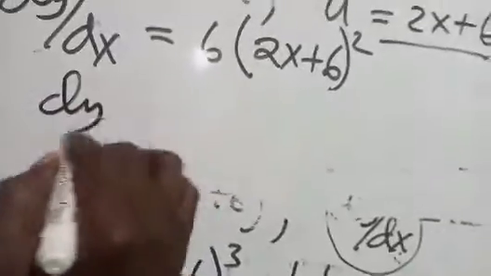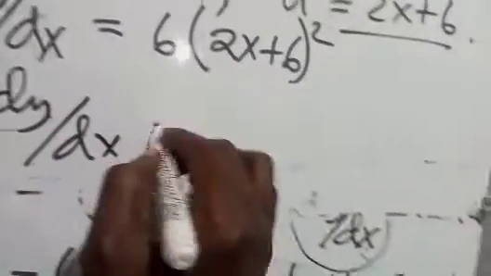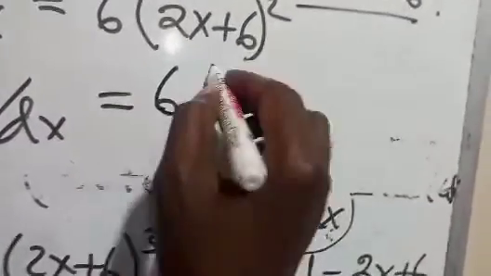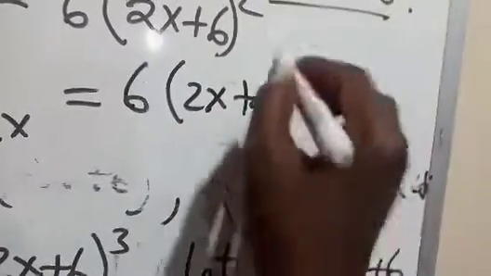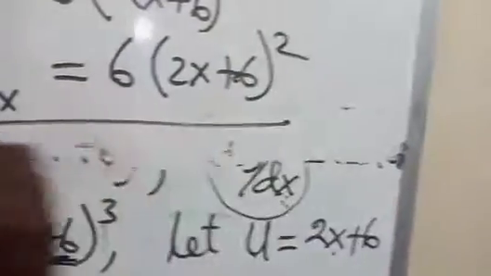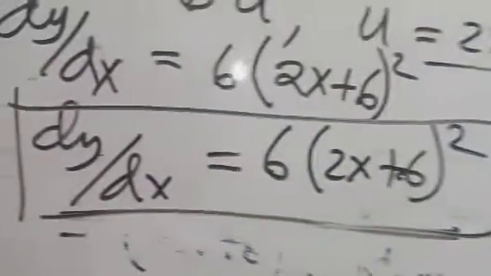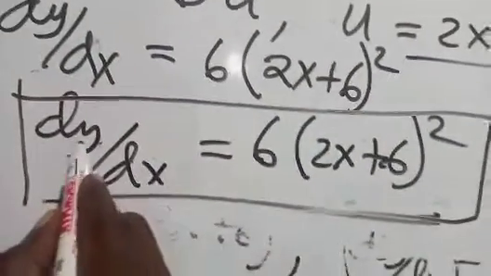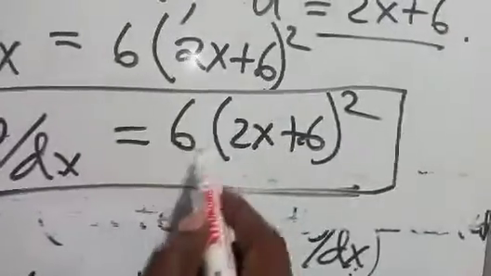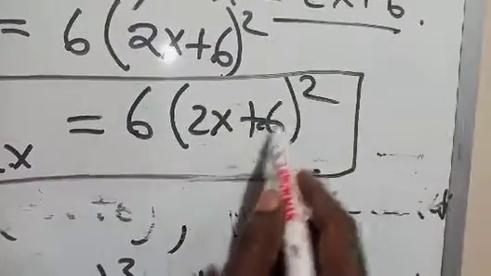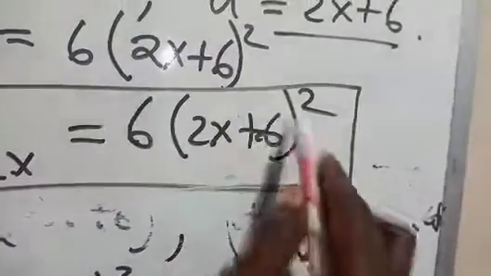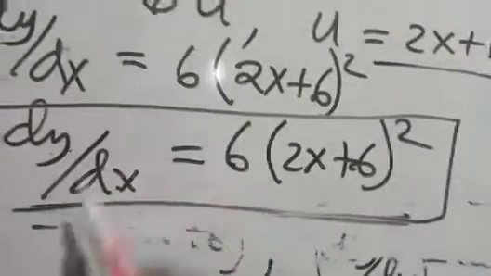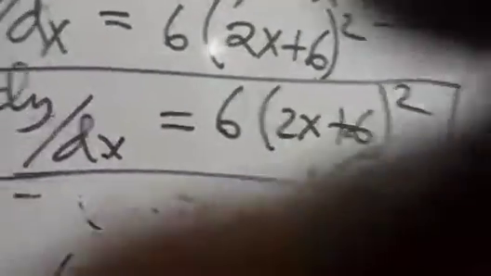So the answer here will be dy/dx is equal to 6 times (2x + 6) squared. So this is our first derivative. The derivative of y with respect to x is equal to 6 times (2x + 6), open the bracket, close the bracket, squared. So this is our answer. Thank you very much.